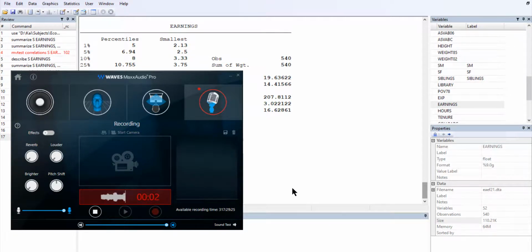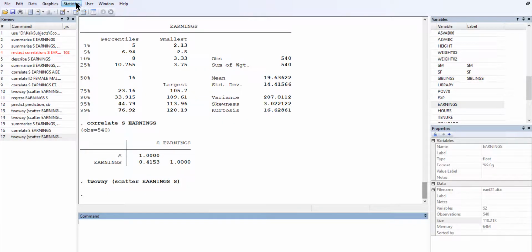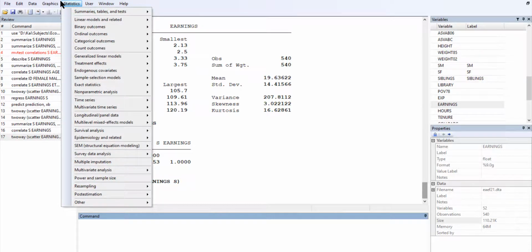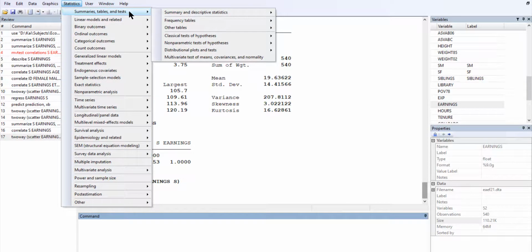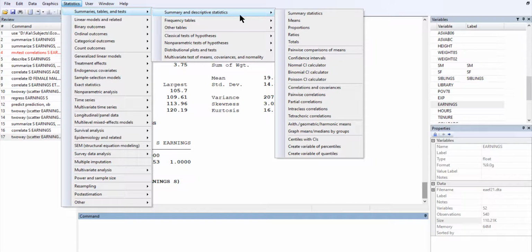Hello, this post is about running simple regression, and running simple regression in Stata is as simple as click. So before doing that, it's a good idea to look at the data, and this is possible to do in two ways. One is to look at statistical properties. So we go to statistics, summaries, tables and trends, summary and descriptive statistics, and here the first menu is summary statistics.